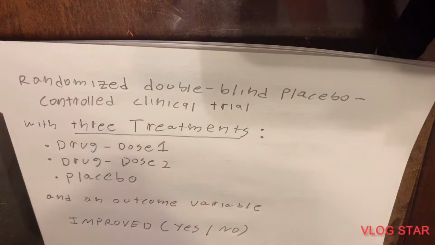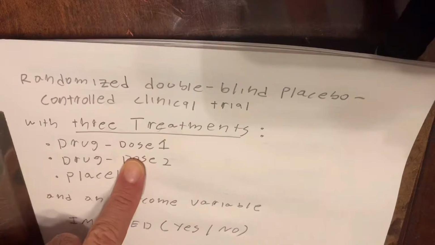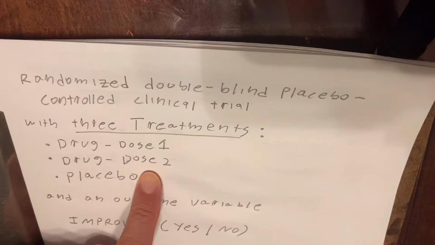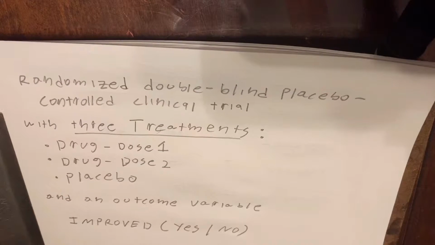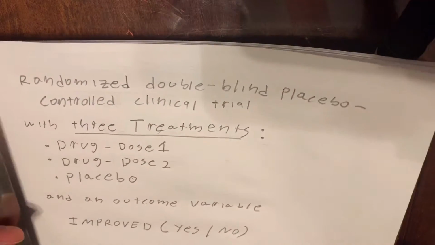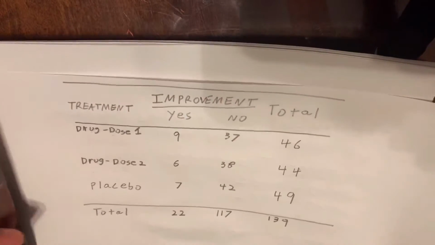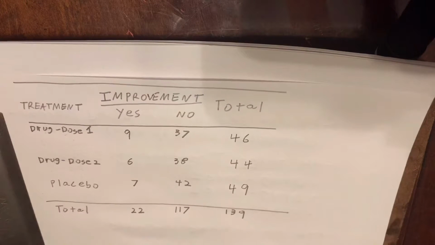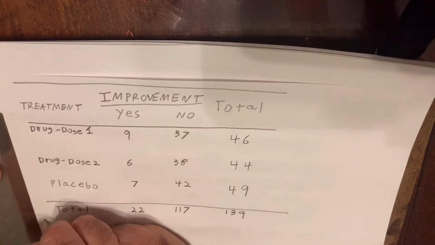Suppose we have a randomized double-blind placebo-controlled clinical trial with 3 treatments: drug, dose 1, drug, dose 2, and placebo. And let's say we have an outcome variable of improved yes, no. The data could easily look something like this. So, on a typical final exam question, it might ask us to perform a chi-square test of independence. I'll write this down.